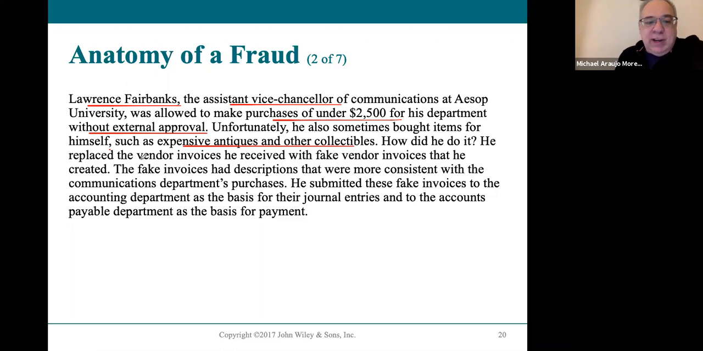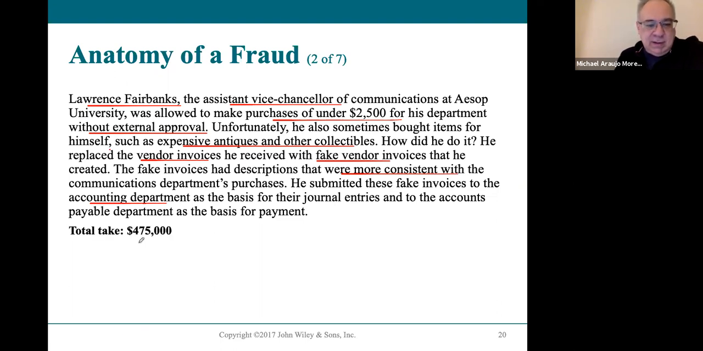Well, whatever invoices the vendor gave, he went and recreated them on his computer as fake invoices. And on these fake invoices, he put wording and other things just like all the other invoices had. So the accounting department looked it over and said, okay, these look legit, and paid them.